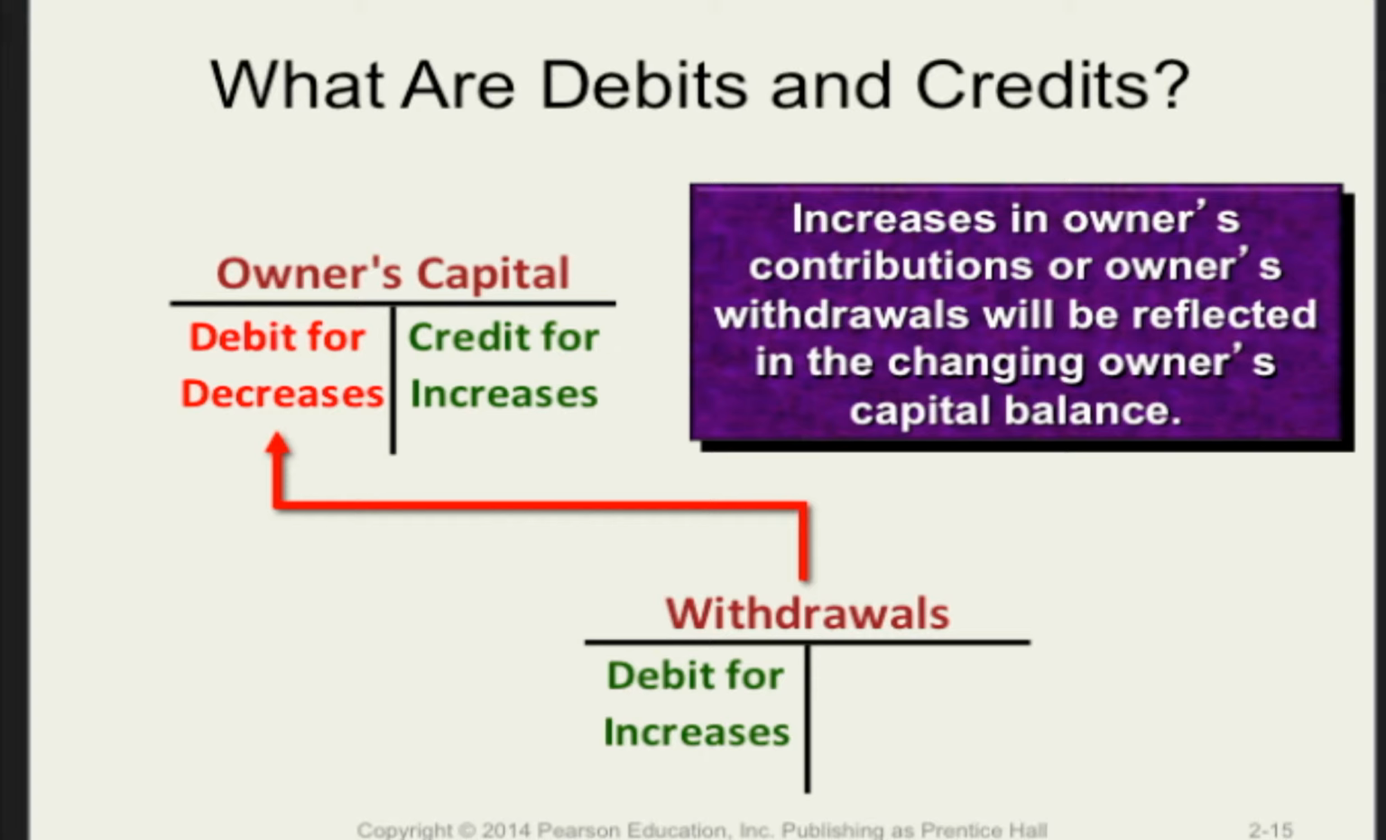When the owner takes a withdrawal from the business, we will show the decrease in cash with a credit and put a corresponding debit in the owner's withdrawals account. As our model indicates, the increase or debit in owner's withdrawals will cause a decrease in the owner's capital.